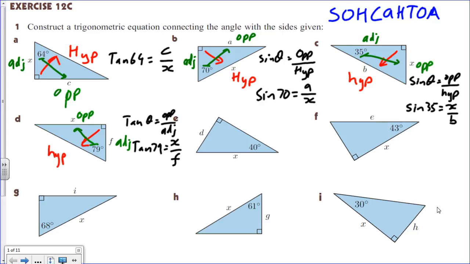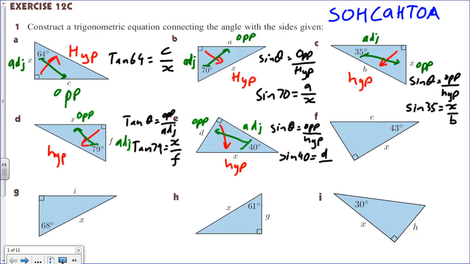Part E. First thing I do, look at the side opposite my right angle. So it's going to be my hypotenuse. Then I've got my angle. The side opposite the angle is my opposite side. The other side is going to be my adjacent side. I've now got those values in there. So then I look at what I've got. I've got my opposite and I've got my hypotenuse. So that's going to be sine theta equals opposite over hypotenuse. So now I can write in sine 40 equals D over X.